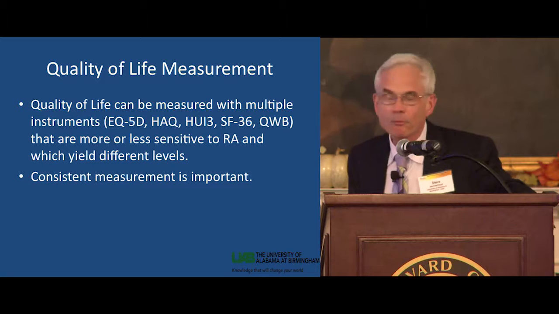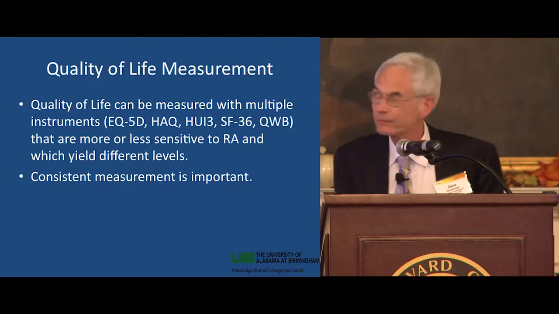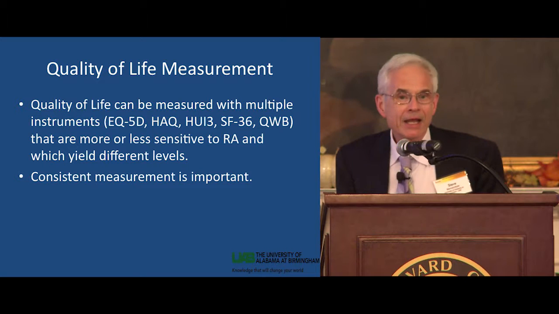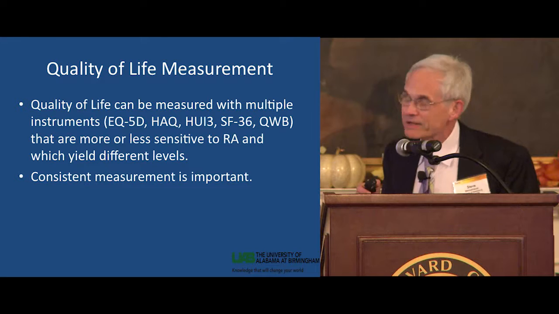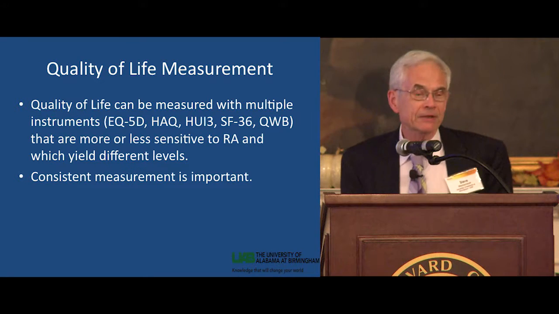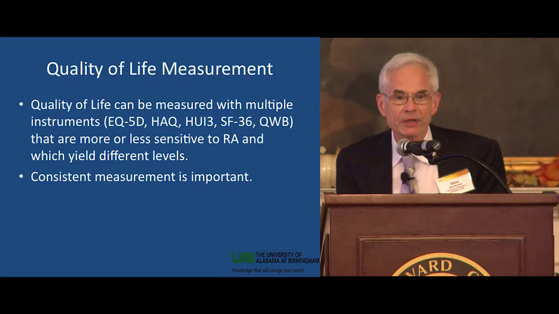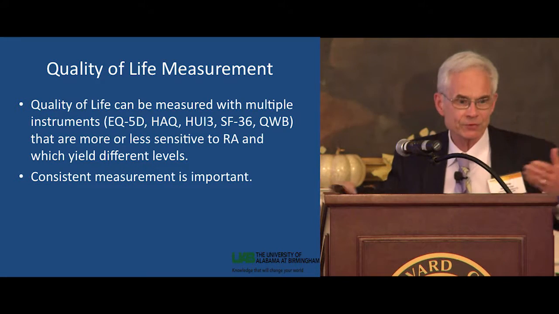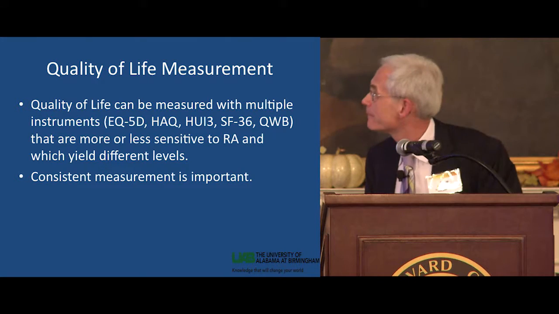And all of these are more or less sensitive and more or less specific to arthritis, and they yield different scores. And so it's important, if you do cost-effectiveness analysis, to have a consistent measure, because if one researcher is using one system and another is using another, you're going to get different results.